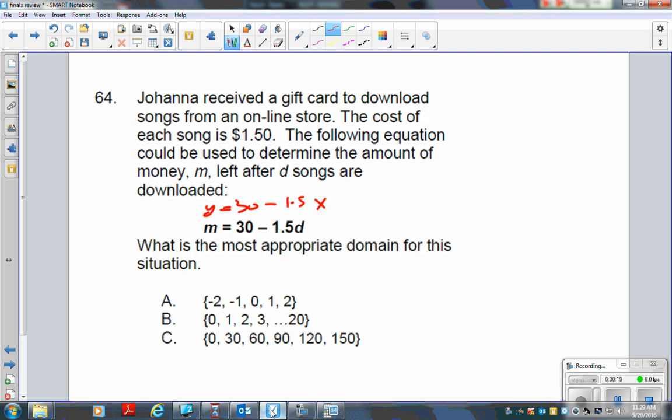Well, we got a gift card, right? And the cost of each song. So we can download 1 song, 2 songs, 3 songs, 4 songs. We can't download negative songs, and we're not going to start off going by 30s. You go by ones when you buy your songs.